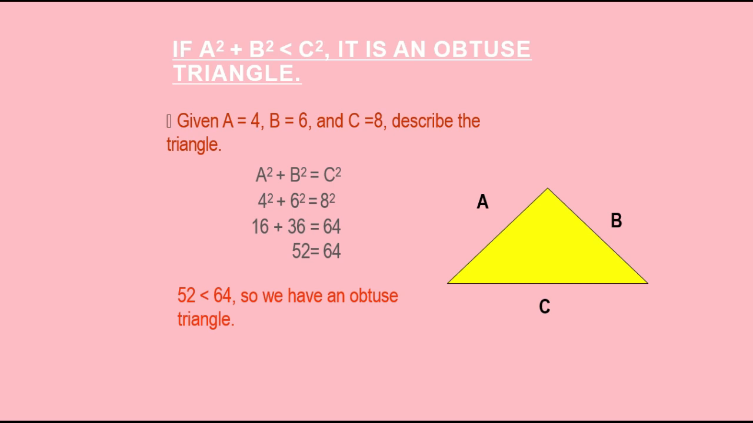Example for obtuse triangle. Given A equals 4, B equals 6, and C equals 8. Describe the triangle. A squared plus B squared compared to C squared. Substitute now values for A and B. 4 squared plus 6 squared compared to 8 squared. 16 plus 36 compared to 64. 52 compared to 64. 52 is less than 64, so we have an obtuse triangle.